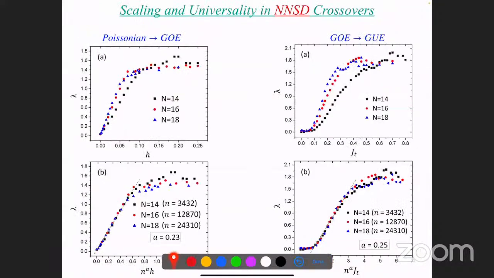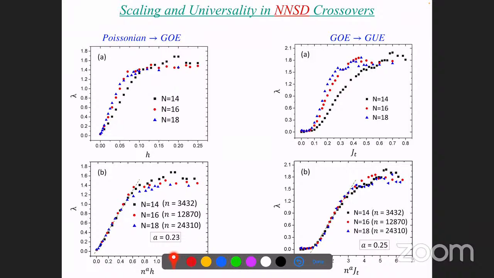So now what we can do is we can plot the physical crossover parameter, H here and JT here, for the Poissonian to GOE and GOE to GUE on the x-axis, and the RMT crossover parameter on the y-axis. Of course, beyond a certain critical value of H, it has already crossed over, so these values saturate here. So similarly for this one. But we have plotted it for all three lattice sizes.